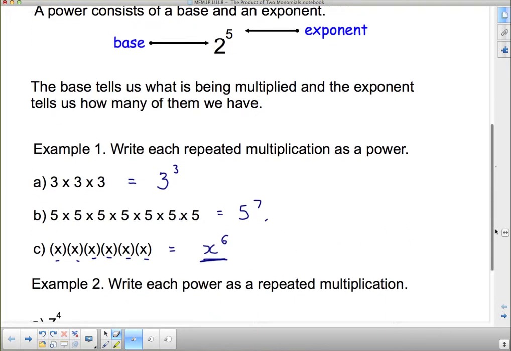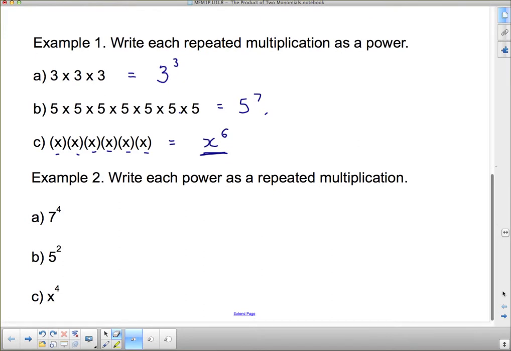So what else have we got here? Write each power as a repeated multiplication. Once again, I want you to put me on pause. Did you pause me? Okay, if you put me on pause, we're back again, and this should say 7 times 7 times 7 times 7, because 7 is my base, that's what's being multiplied, and I need 4 of them: 1, 2, 3, 4.